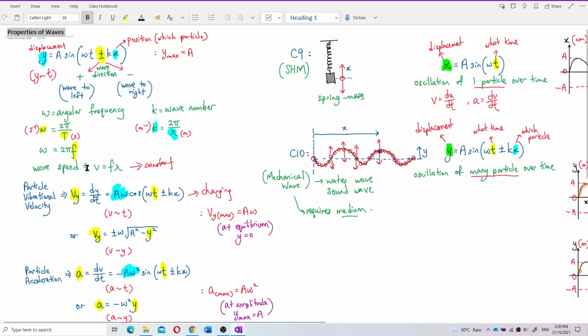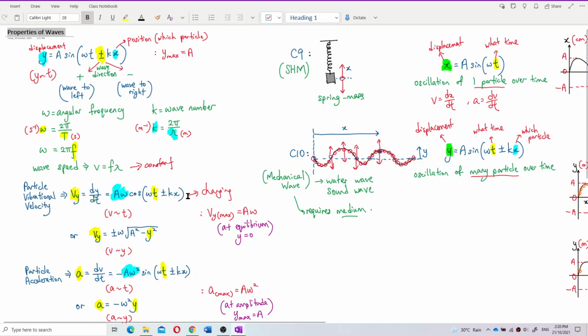The wave speed is only v equals f lambda, no differentiation. But for the particle vibrational velocity, we need to differentiate. Then it will have a trigonometry equation. You see that? So we differentiate y over t, dy over dt. Then we get a omega cos of omega t plus minus kx.